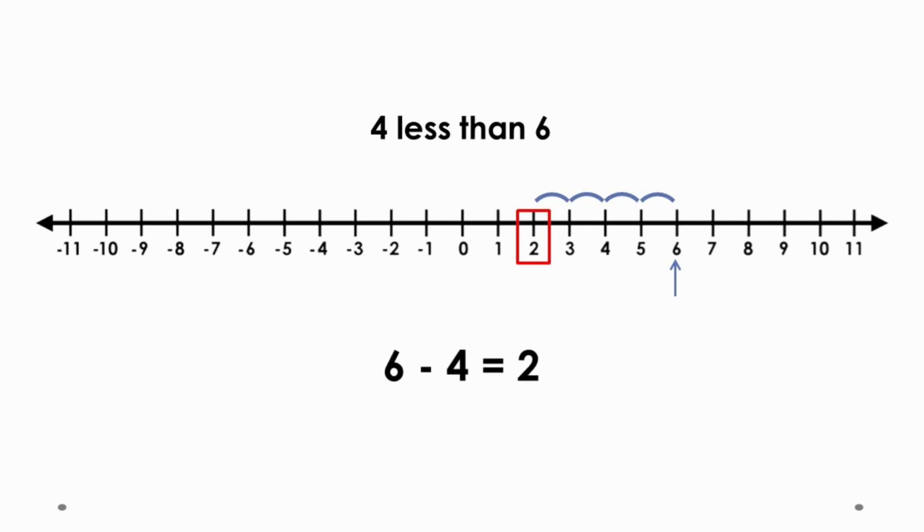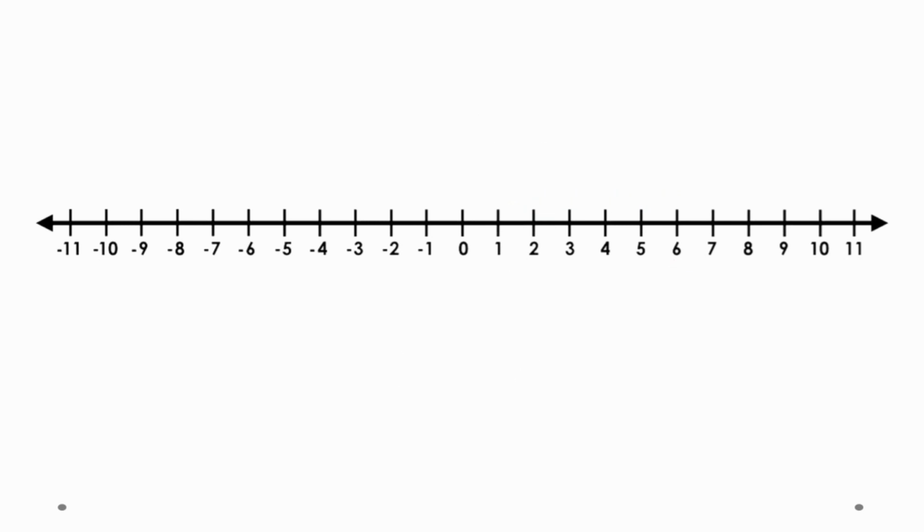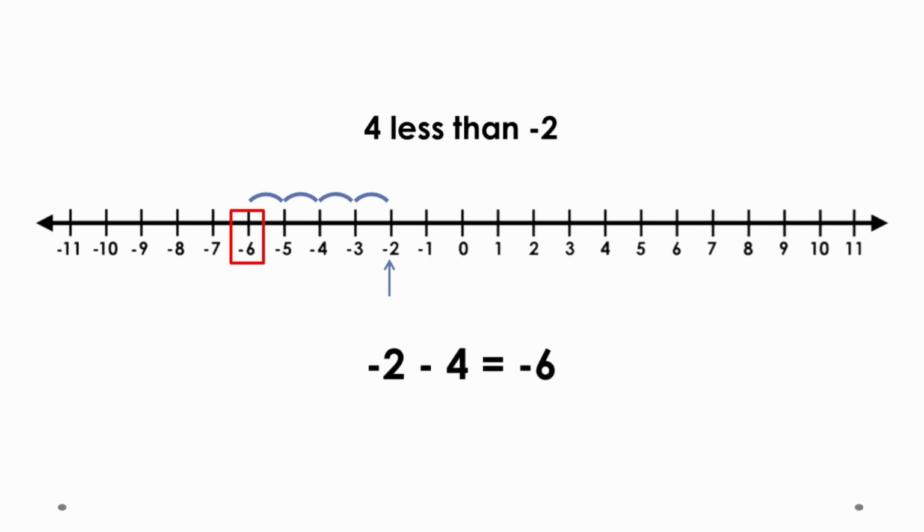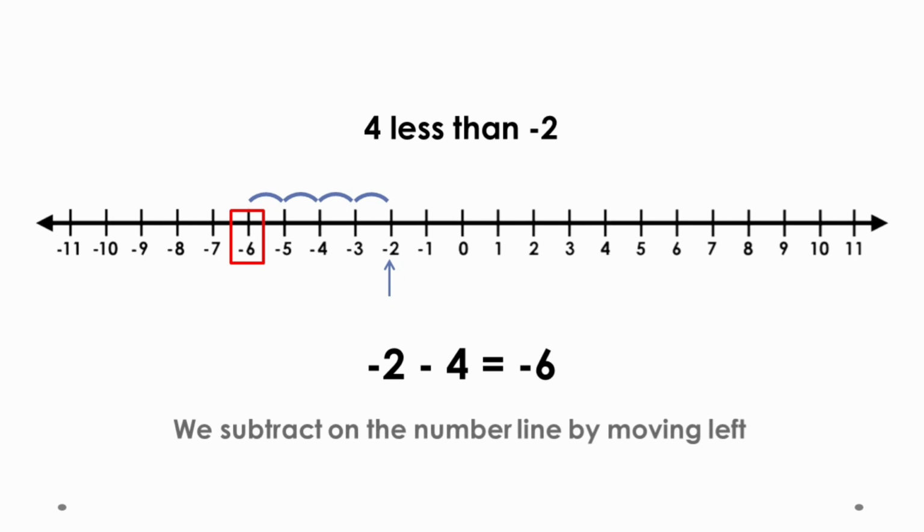Here also, let's take an example of a negative number. Let the expression be 4 less than minus 2. This implies that we have to go 4 places to the left from the number minus 2 to get the result. So we start from minus 2 and go 4 places towards left. We end up at minus 6. So 4 less than minus 2 is minus 6. So we subtract on the number line by moving left.